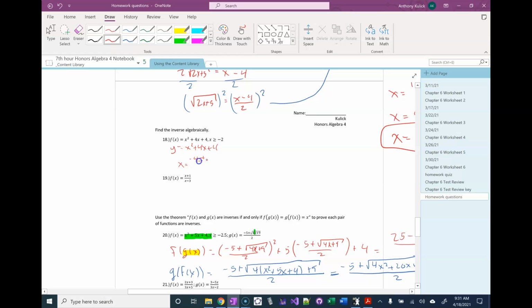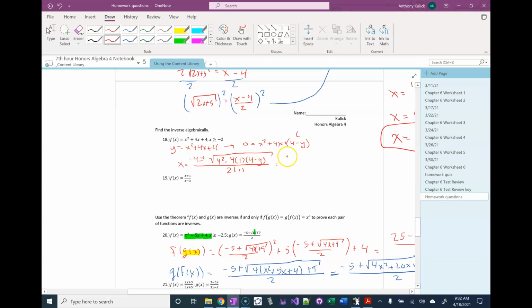So negative b plus or minus the square root of, oh, it's got to be equal to 0 though. Sorry. So we would have subtracted the y over. And that's like my c term. So this is the square root of 4 squared minus 4 times a times c, all over 2a.